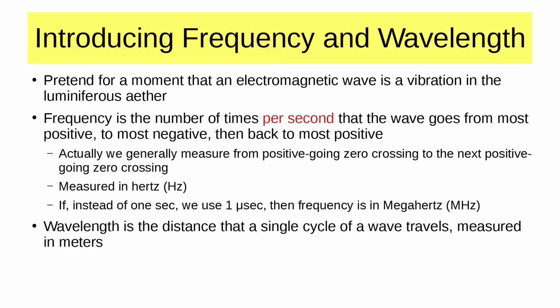Wavelength is the distance that a single cycle of a wave travels, and it's measured in meters. Why not feet? Because it's always been meters. Initially, people didn't use frequency, they used wavelength. And so the 80 meter band, which is from 3.5 to 4.0 megahertz, is actually 80 meters at the length of 3.5. And then if you go up to 4, it's actually 75 meters long.